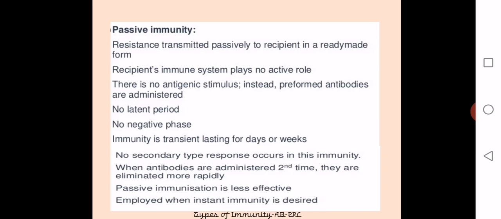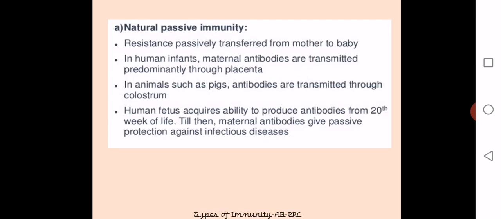Passive immunity is usually comparatively less effective in terms of active immunity. Usually we administer this kind of immunity when we need sudden protection. In case of emergencies, we use passive immunity. We use it in two ways, either natural passive immunity or artificial passive immunity.